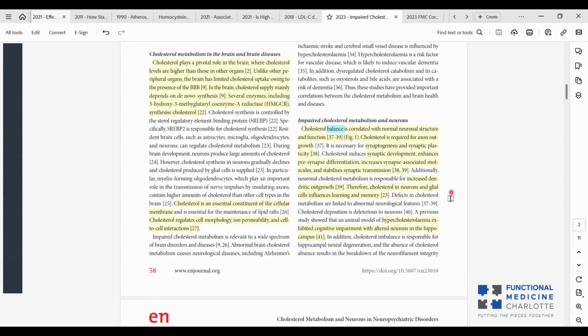High cholesterol in the blood exhibited cognitive impairment with altered neurons in the hippocampus. Okay, so again, that's the tie-in with Alzheimer's. The hippocampus is where our short-term memories live. Dementia is a loss of your short-term memory. It's an atrophying or damaging of your hippocampus. So cholesterol that's too high can promote that.